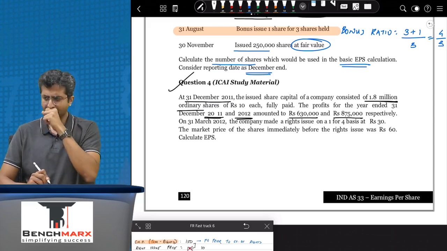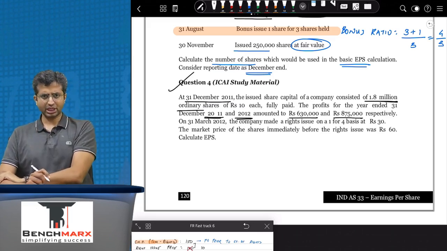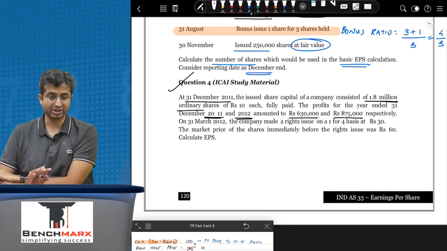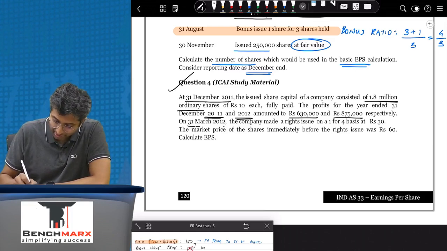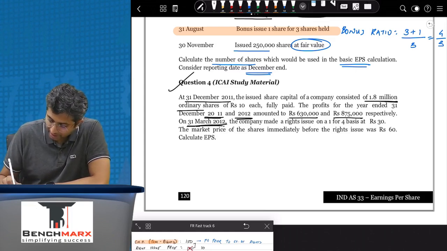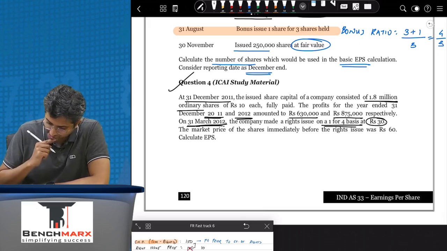So you'll be given profits for the year ended December. So this is calendar year. On 31st March 2012, that is 3 months into the next year, the company made a rights issue on a 1:4 basis at the rate of rupees 30. So this is the rights issue price.